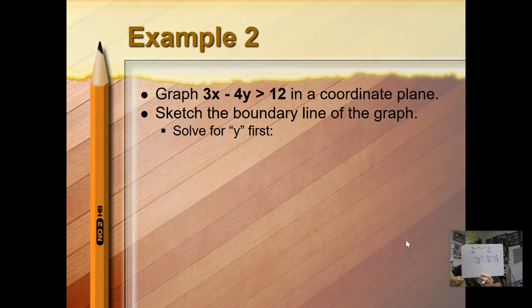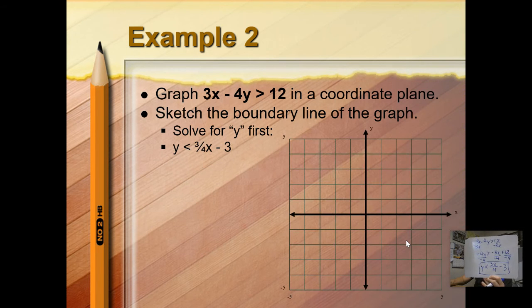When dividing by a negative, switch your inequality symbol around. So now I have y less than. Negative 3 divided by negative 4 doesn't reduce, but the negatives go away. So I have 3x over 4. 12 divided by negative 4 does reduce, and it becomes negative 3. So my inequality for this problem is y less than 3/4 x minus 3.